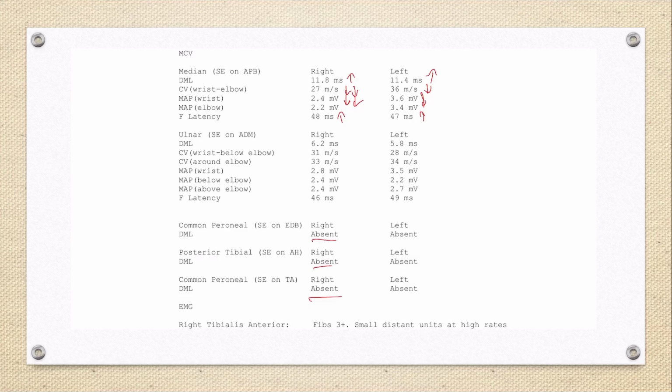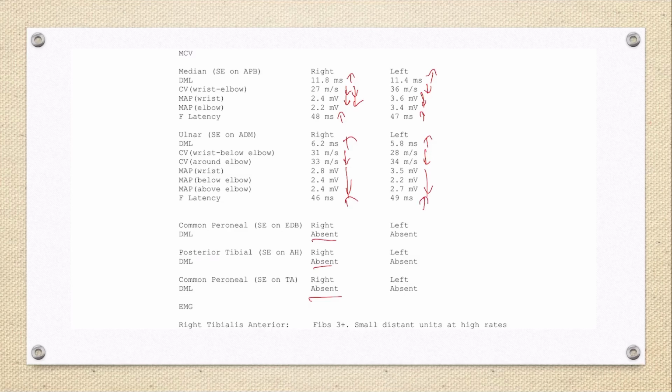And ulnar, let's have a look at that one. Here we've got distal latencies of 6.2 and 5.8, so those have also increased. Conduction velocities are reduced as well. Motor amplitudes are a fair bit reduced too bilaterally, and F latencies are also prolonged.